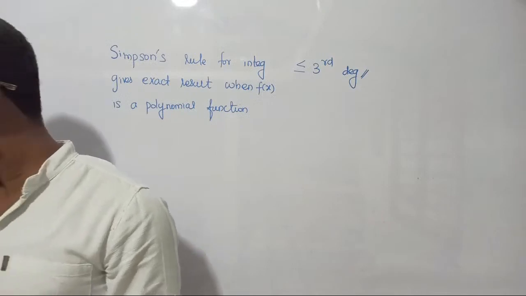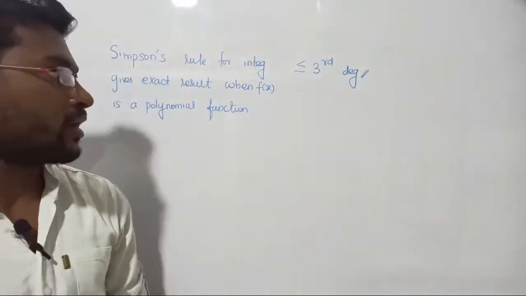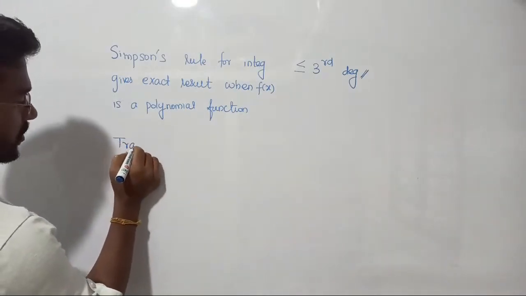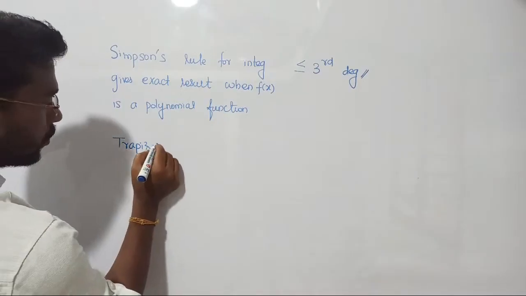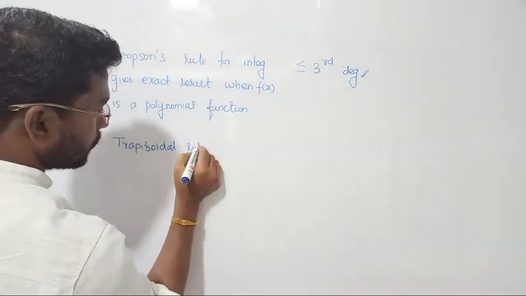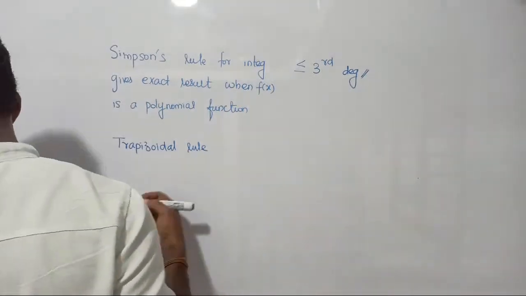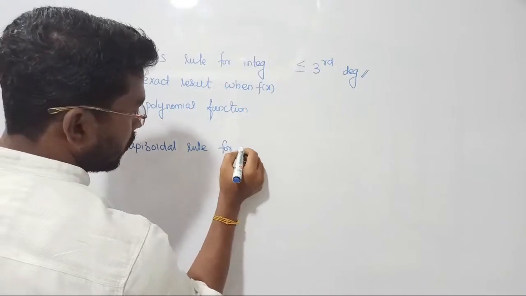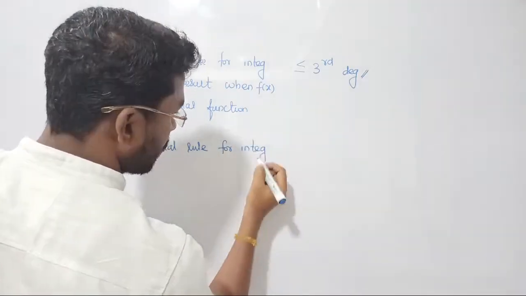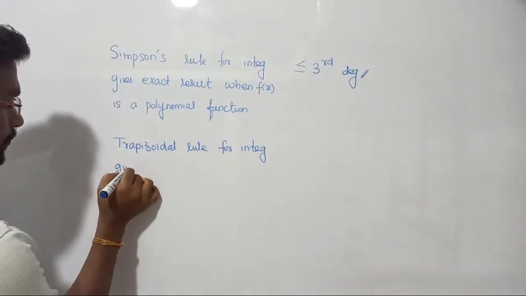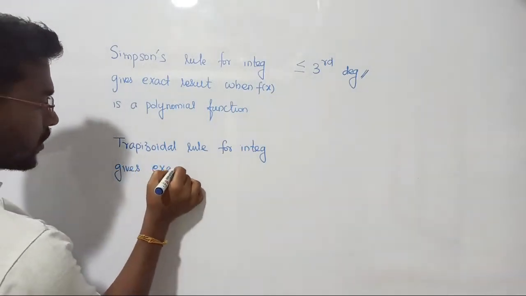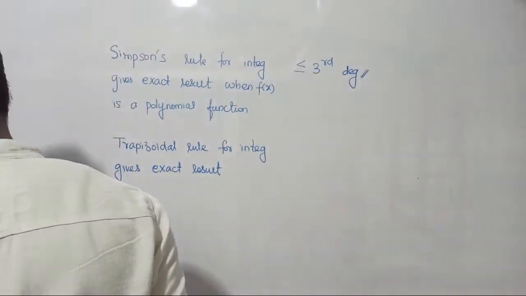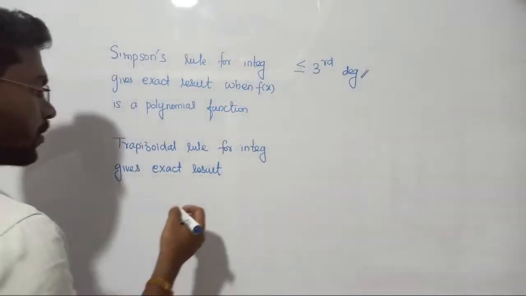Next question, the trapezoidal rule for integration. The same question is asked for the trapezoidal rule. The given question is: the trapezoidal rule for integration gives exact result when the integrand is a polynomial of degree of, right?